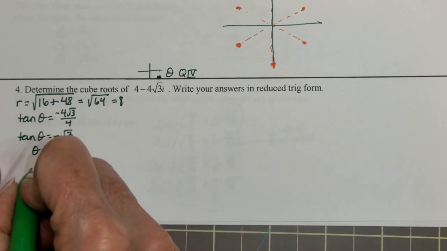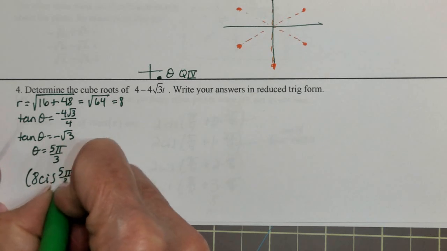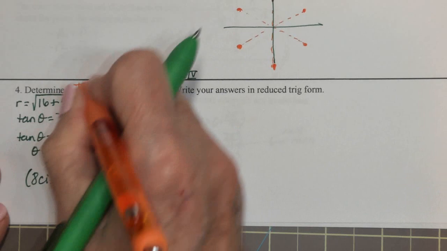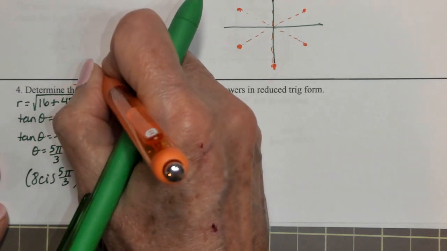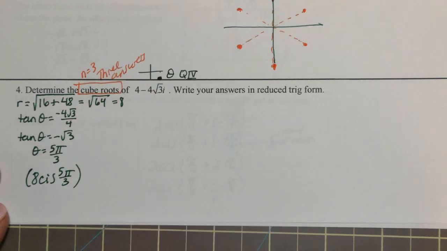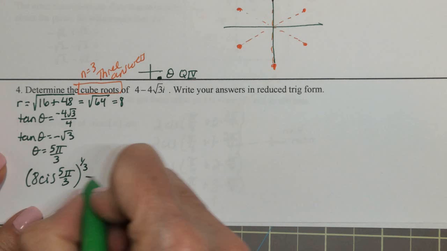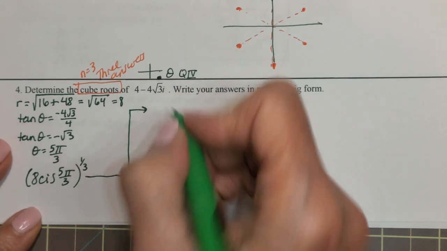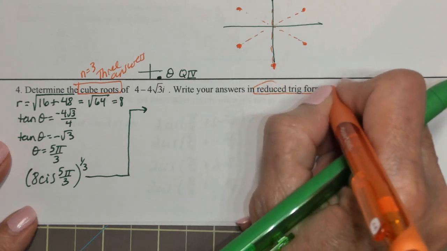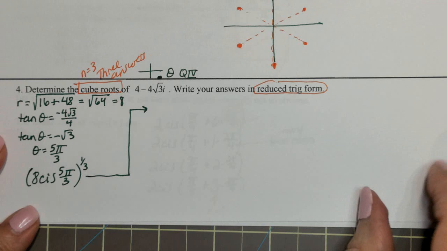So I have 8 cis 5 pi over 3, and I want the cube roots. n is 3, and I'm going to have 3 answers of that complex number. Reduced trig form this time. So we're just going to leave it in trig form. We're not going to find the standard form for it.